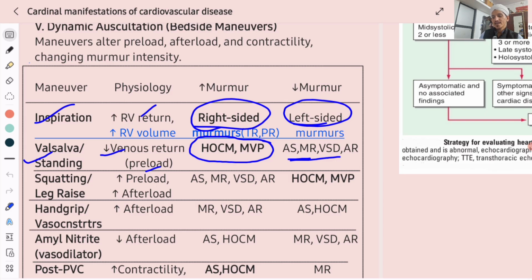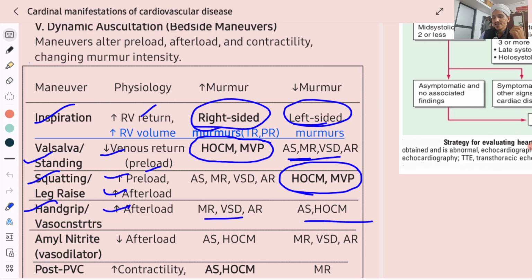Squatting or leg raise, again you are increasing the preload and also the afterload. Afterload is nothing but the systemic vascular resistance. Preload is nothing but the venous return. So in that case, HOCM murmur and MVP murmur will decrease. And okay, just remember these highlighted things. Hand grip or vasoconstrictors, again you are increasing the afterload. Okay, and these are the results.